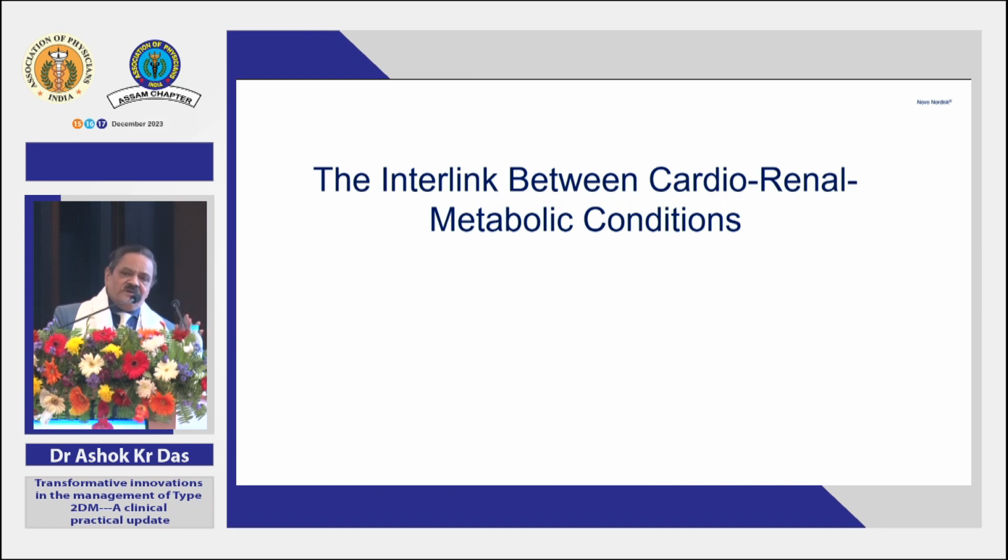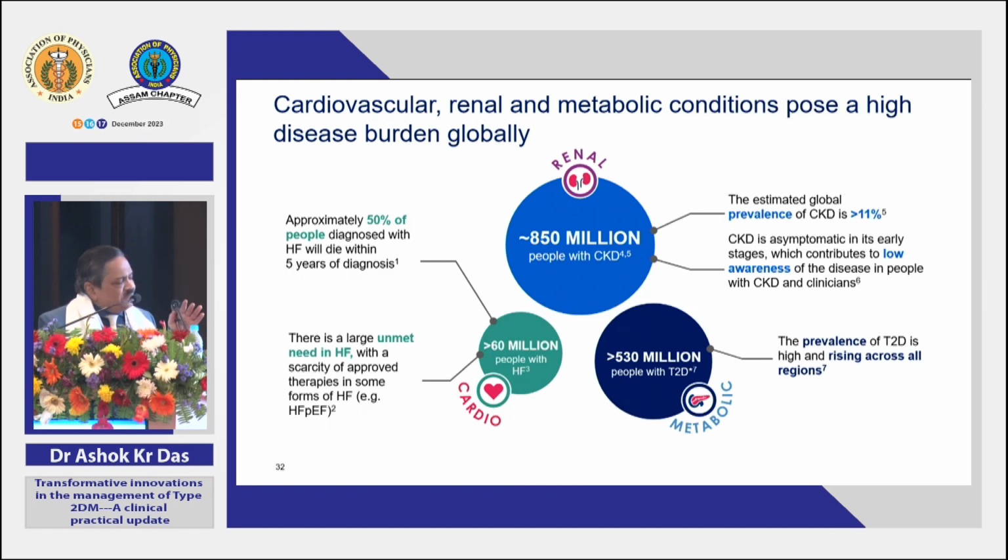Now, the next one is the link between the cardio-renal metabolic conditions. Dear friends, we have about 850 million people with CKD. And today, kidney disease has become of paramount importance. And you know, about 50% of the people diagnosed with heart failure die within 5 years of the diagnosis. CKD is going higher. Today, prevalence is at least more than 11%. Three-fourths of the diabetic patients die of heart disease. Therefore, the cardio-renal angle is of paramount importance.